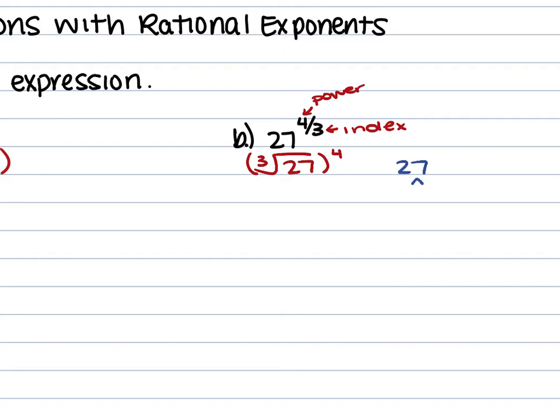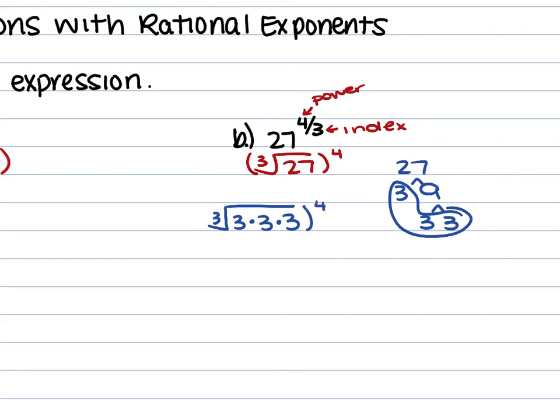I'm going to find the prime factorization of 27. We have 3 and 9. The 9 is 3 and 3. I have all prime numbers, so I have the cube root of 3 times 3 times 3 raised to the 4th power. My index tells me I need 3 of the same numbers. 1, 2, 3 3s. I can get rid of that radical. I can just rewrite one of those 3's to represent it. And I'm going to raise that 3 to the 4th power. So I'm going to do 3 times 3 times 3 times 3. 3 times 3 is 9. 9 times 9 is 81.